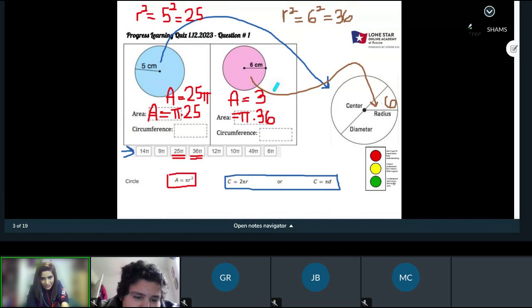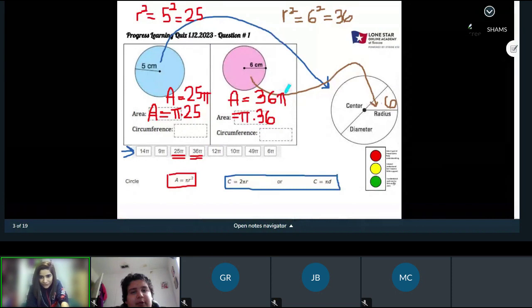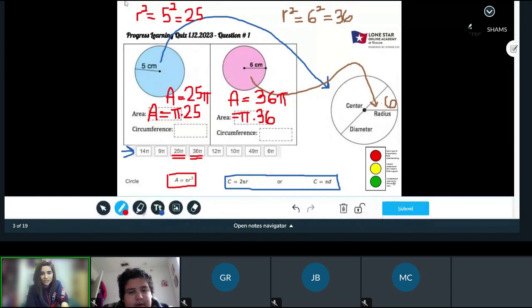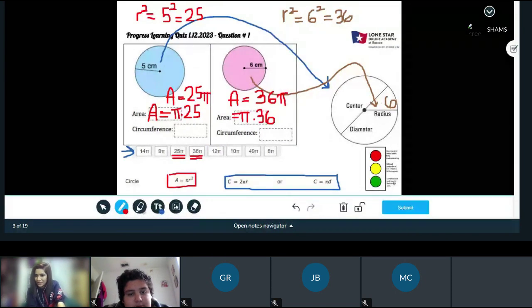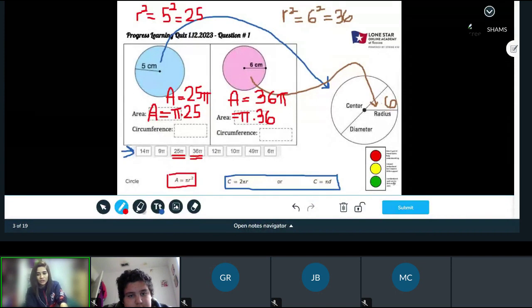Let me know if anybody has any questions over this part and I can go over it in more detail. Do we understand how to find the area of a circle in terms of pi? If it is taking too long, then please do it on a sheet of paper and share your answers with me. Show me the detailed work and share your answers with me. I will also accept that. Okay.